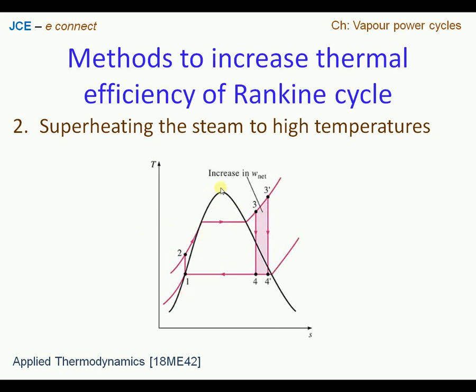In the TS plot we have a saturation dome, a boiler pressure and a condenser pressure here, and now we are able to see the effect of superheating. Earlier the initial point was 3. Now because of superheating we are taking point 3 to the next higher level, which is point 3 dash. If you draw a horizontal line to the y-axis, point 3 dash is much higher compared to 3. So when the expansion happens, we can see that this much area got added newly. That means the area within the curve has increased.